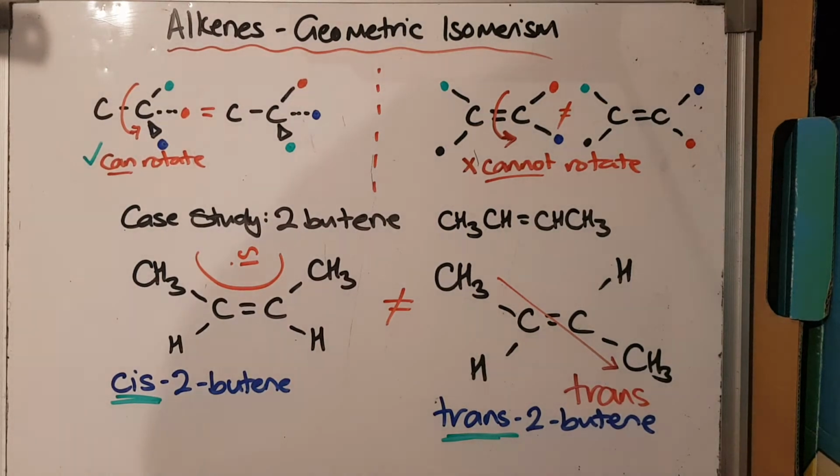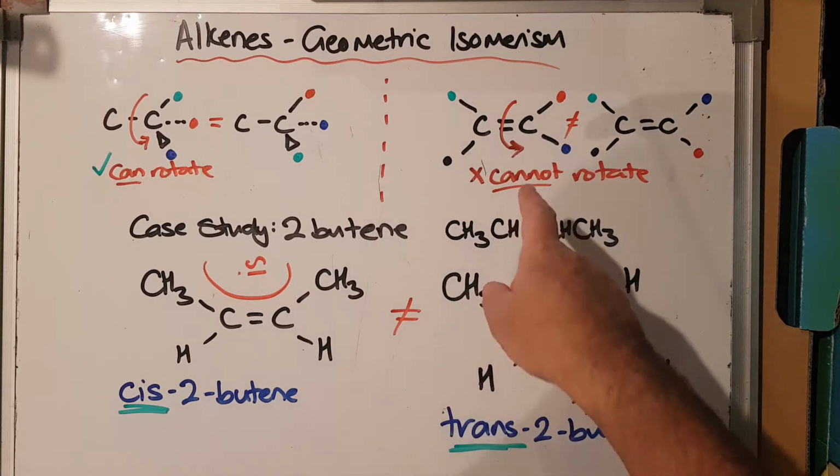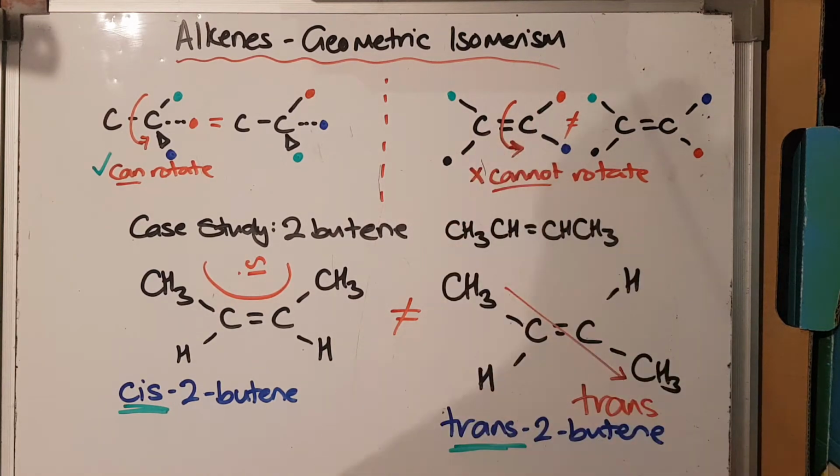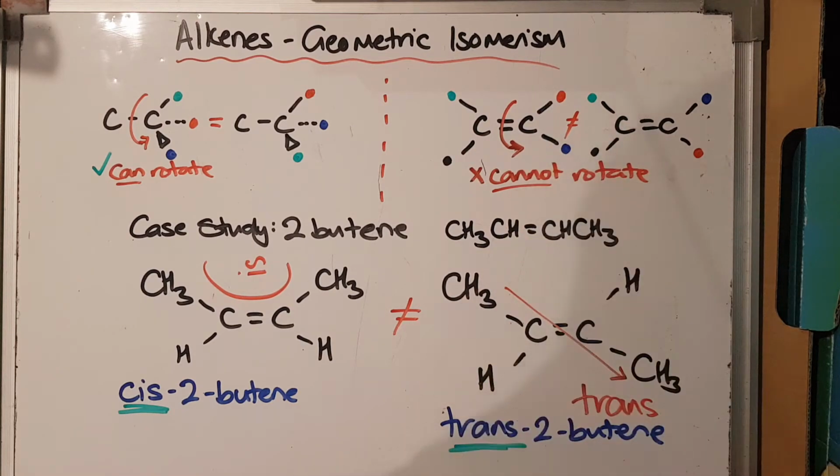One of the special things about alkenes is that they have a type of isomerism called geometric isomerism. That's to do with how the atoms are arranged in space. And it occurs because it has a carbon-carbon double bond, which prevents rotation. Now, what do I mean by rotation?